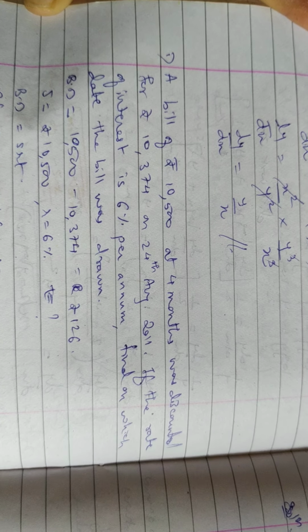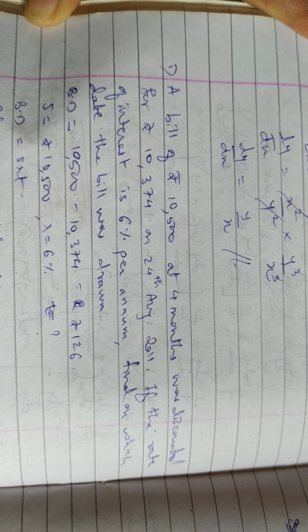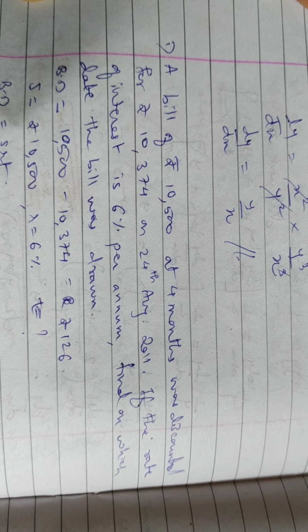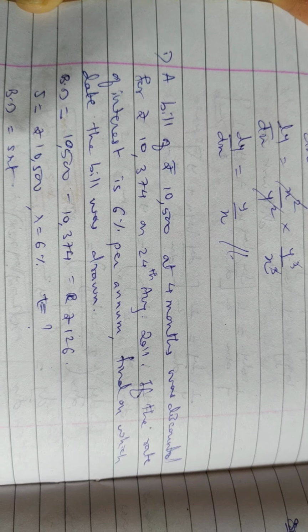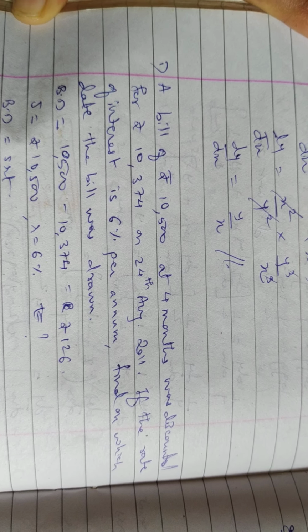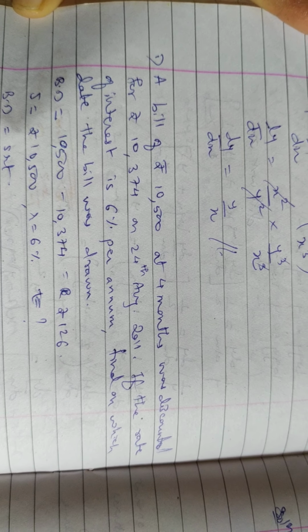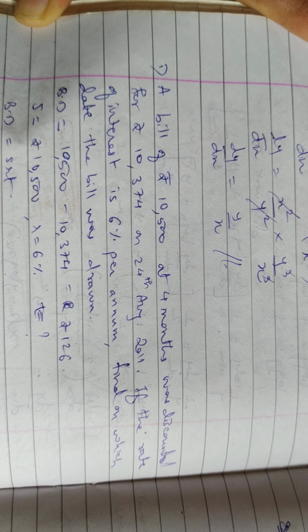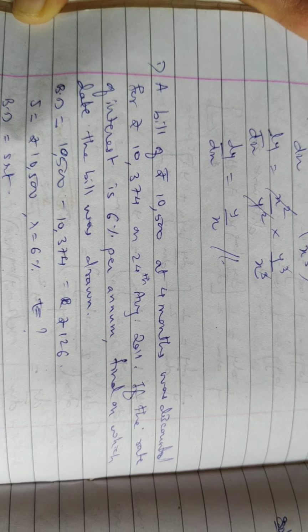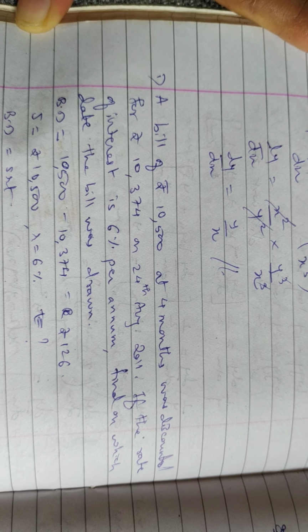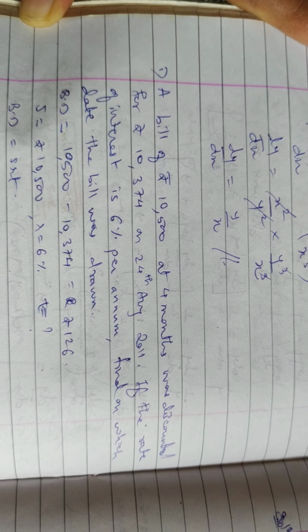A bill of rupees 10,500 at 4 months was discounted for rupees 10,374 on 24 August 2011. If the rate of interest is 6% per annum, find on which date the bill was drawn.